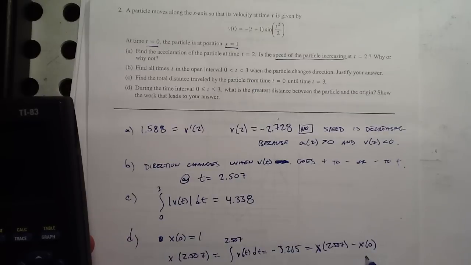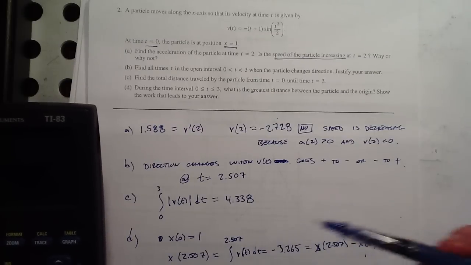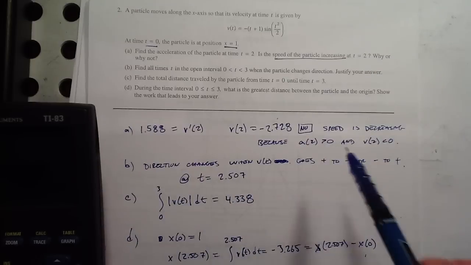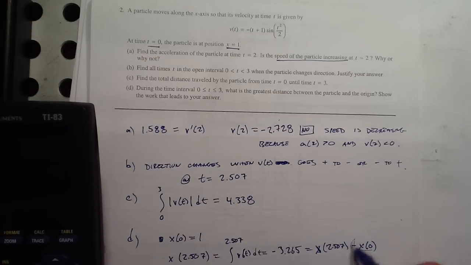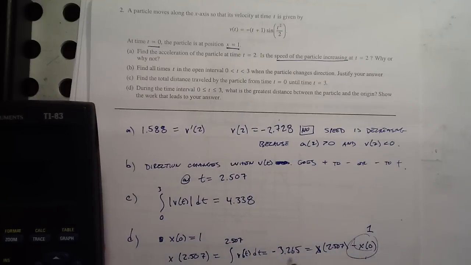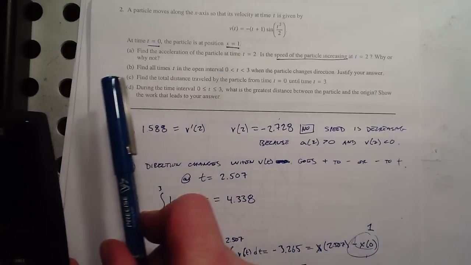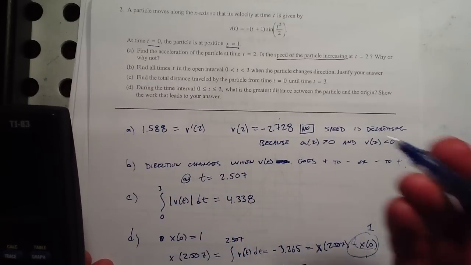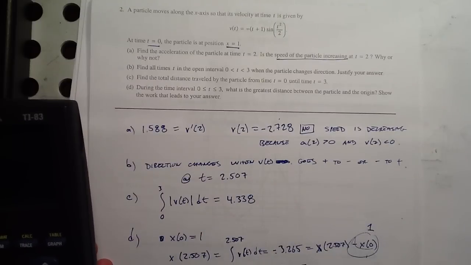And we know that the position here is 1. So even though the displacement was negative 3.3 and change in this direction, it started at 1, right? So it's actually negative 2.265, because this is equal to 1, so I'd have to add that over there, right? It matters where it starts. It didn't start at 0. This is the displacement. Displaced from where? Displaced negative 3.265 to the left, from 1, right? And the negative means to the left.